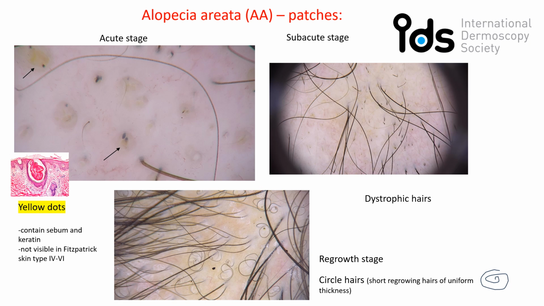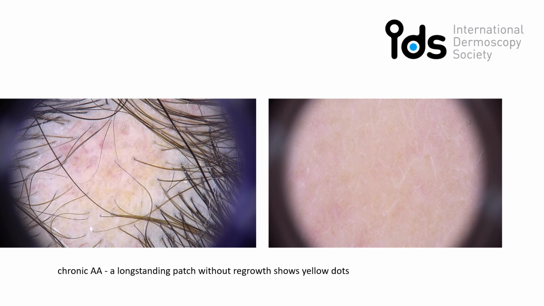In the subacute stage, the patch is still there. Patients may still be shedding. The condition continues without resolution. You can see broken hairs and black dots. I will talk about dystrophic hairs on the next slides. And in the regrowth stage, we see these circle hairs, which look like pigtail hairs. They're a type of short regrowing hair. In the chronic stage of alopecia areata, we see yellow dots without regrowth.